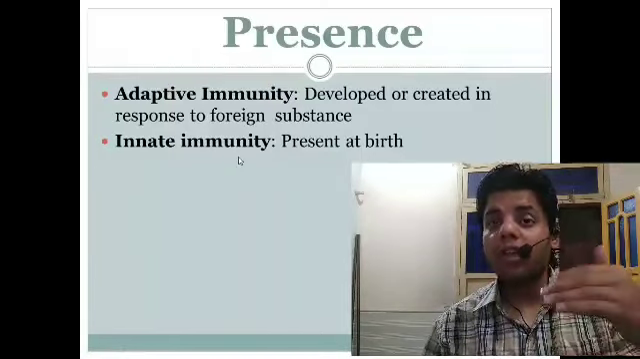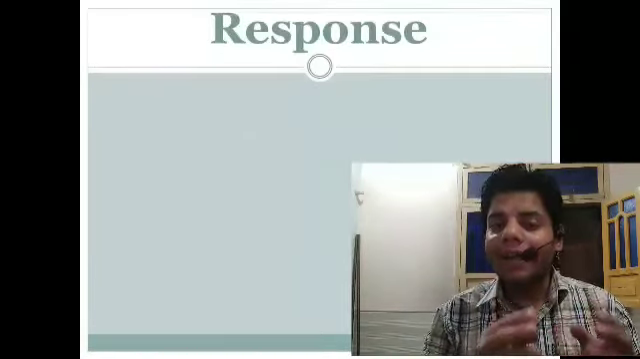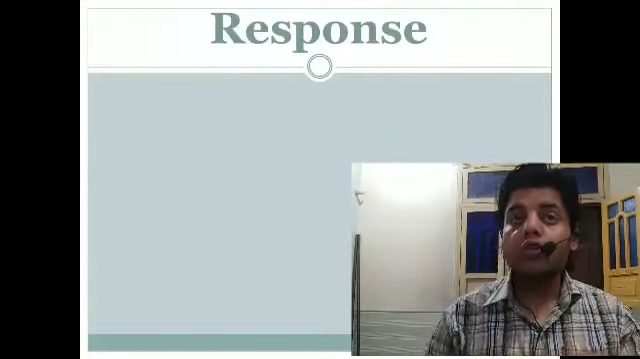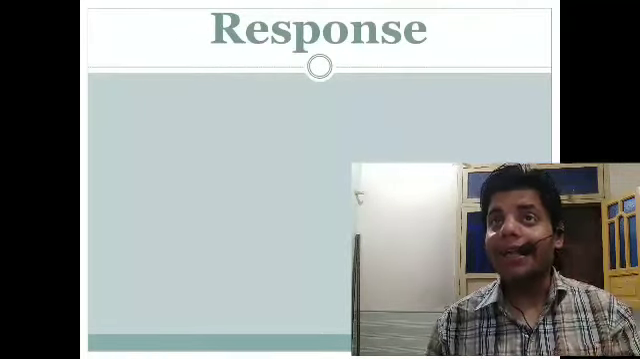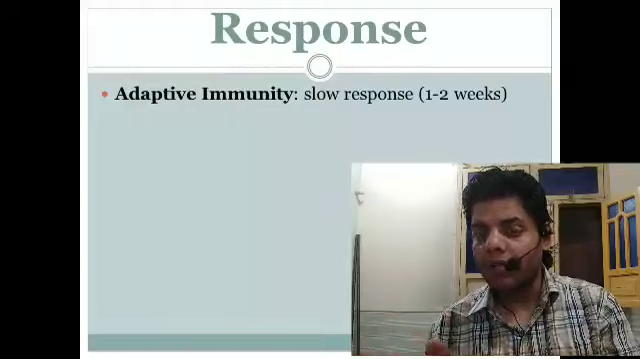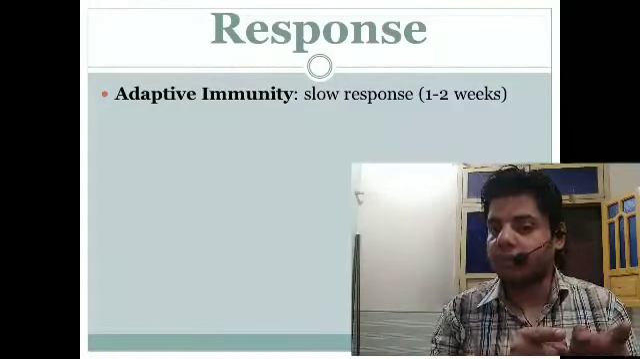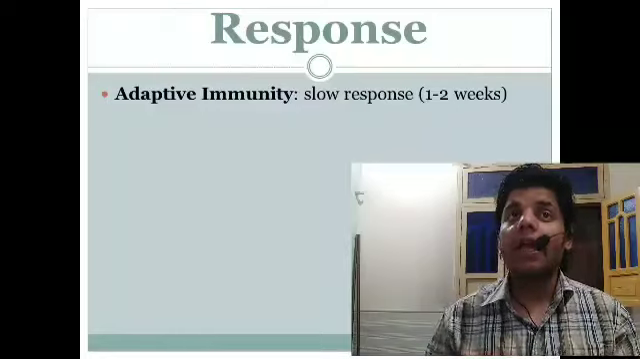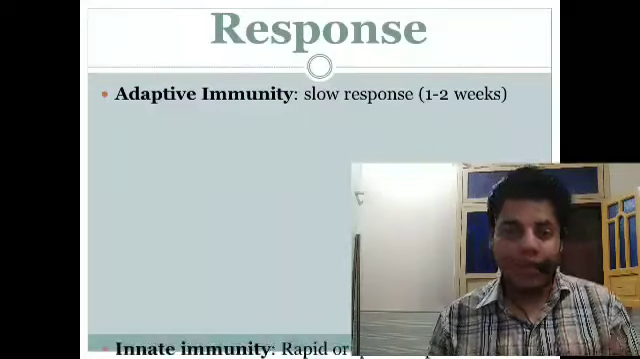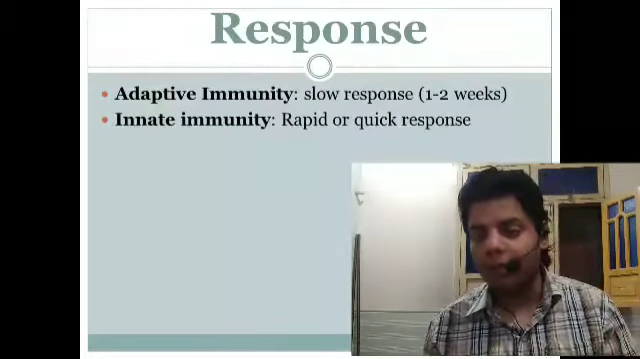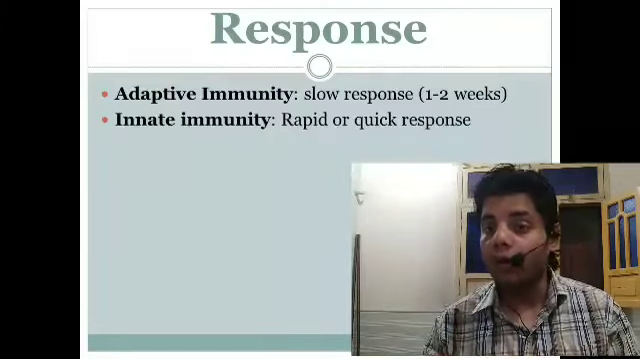Now, if we talk about the responses of innate and adaptive immunity, adaptive immunity can take 1 or 2 weeks for activation. Thus, we can say that it has a slow response against the microorganisms. And if we talk about innate immunity, as we know it is activated against every microorganism, so it has a rapid or quick response.